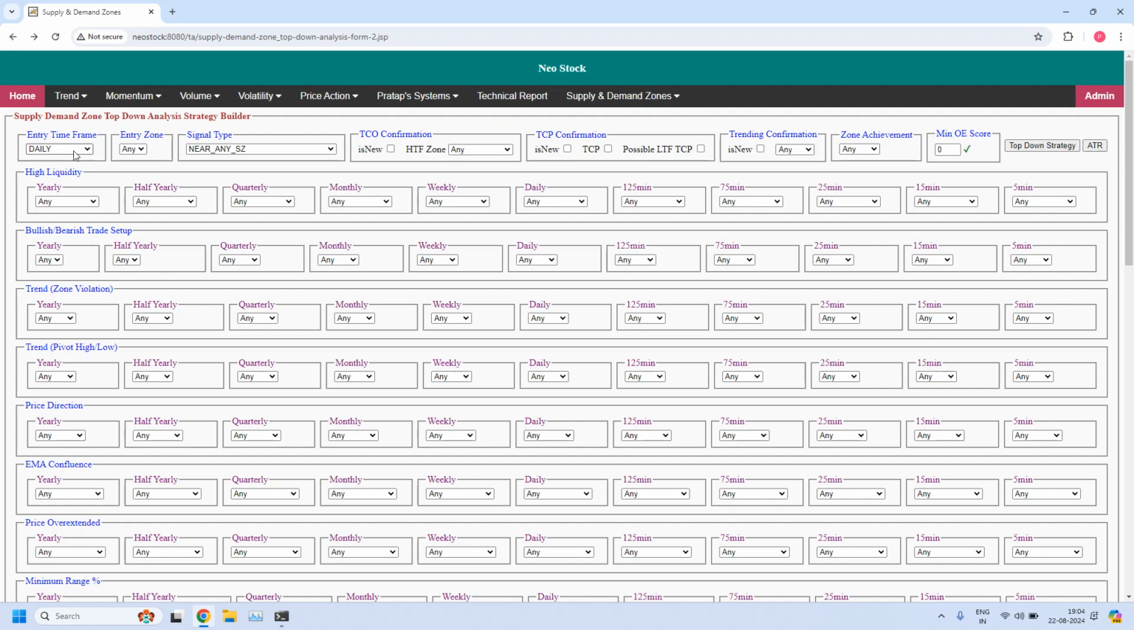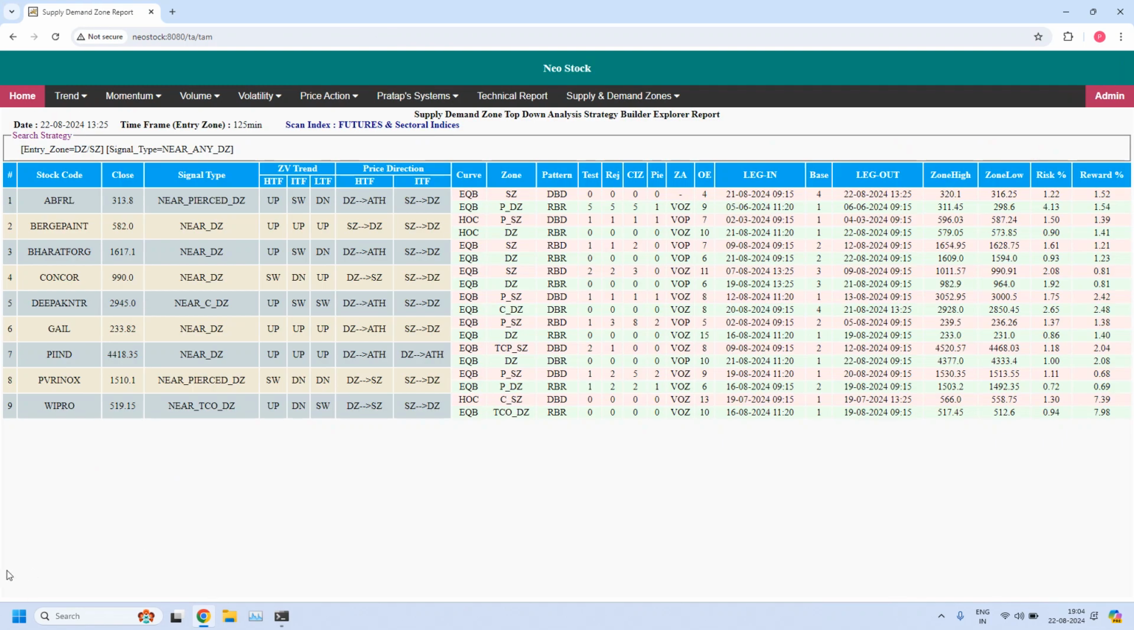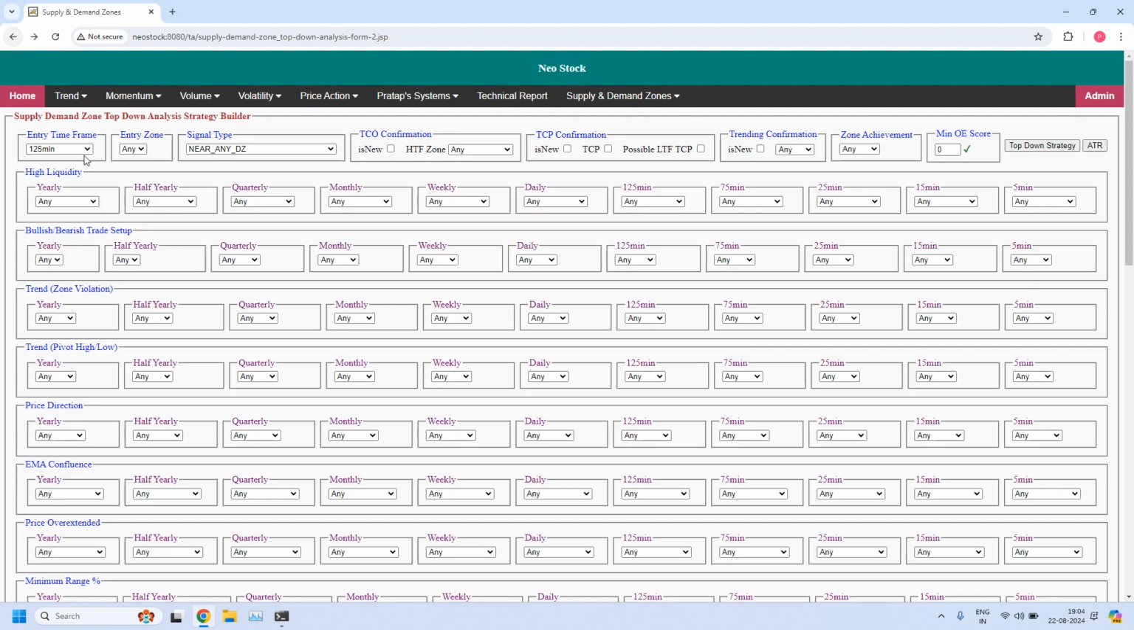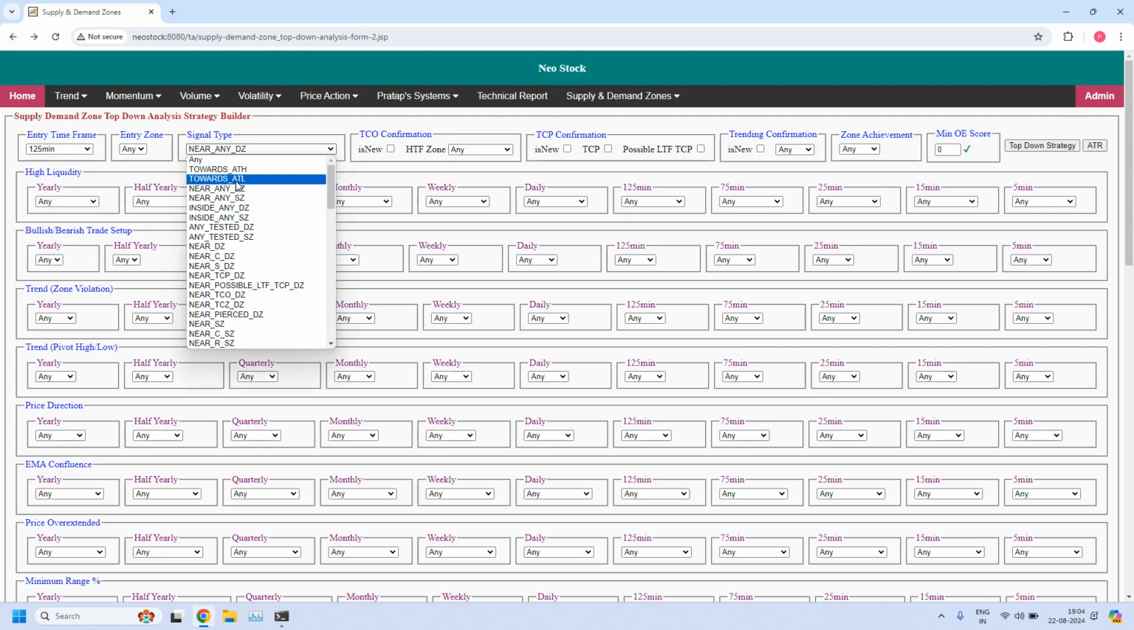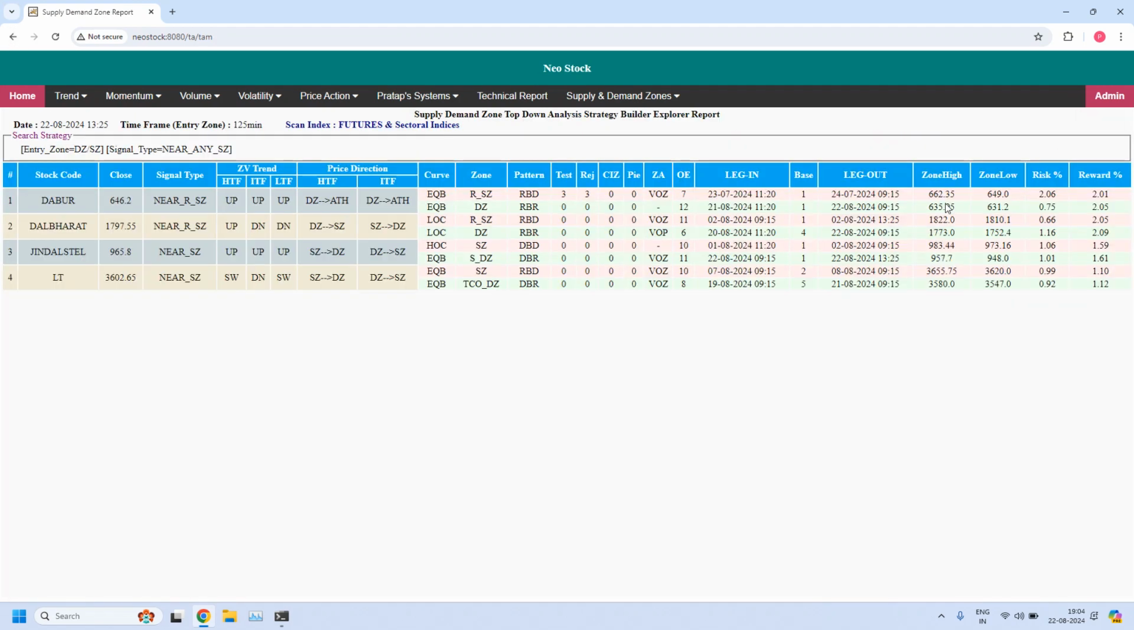So the next time frame is 125 minutes. Let us find the stocks near 125 minutes demand zone. 9 stocks are filtered. For 125 minutes time frame, let us find the stocks near 125 minutes supply zone. 4 stocks are filtered.